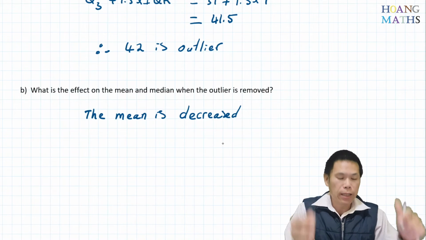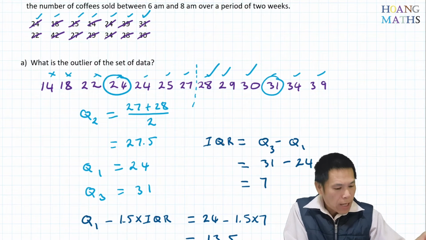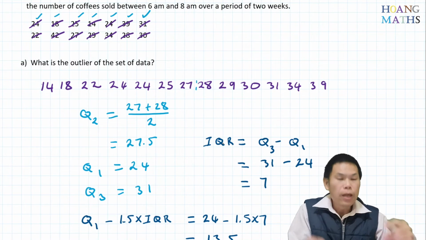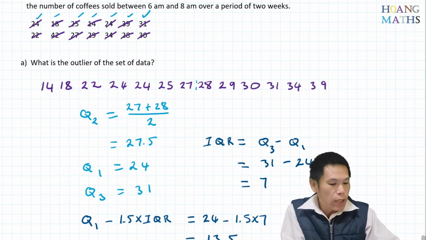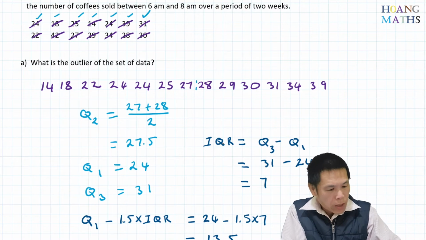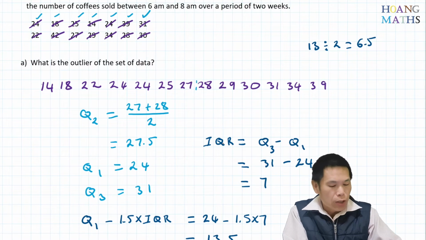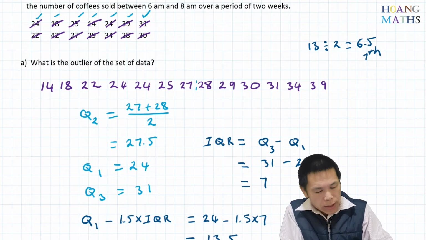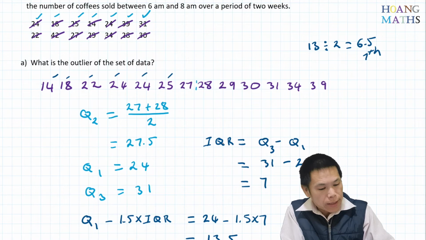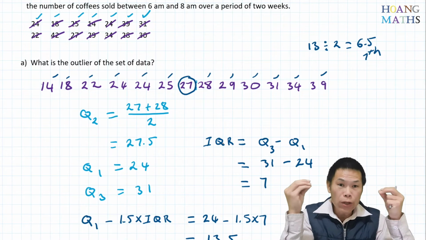So what happened to the median? If I remove the 42, the largest score, let me clear this first. Now to work out the median, it is no longer 14 scores, it's actually 13 scores. So 13 divided by 2 is 6.5, so we take the 7th score. That will give me the median. We just count 1, 2, 3, 4, 5, 6, 7. There you go. So 27 is the new median.